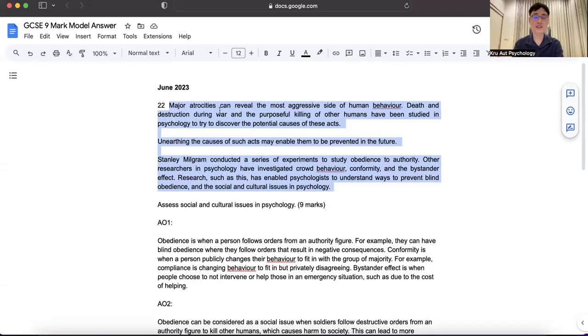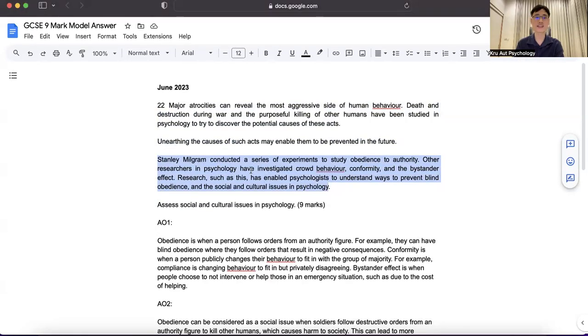So: major atrocities can reveal the most aggressive side of human behavior. Death and destruction during war and the purposeful killing of other humans have been studied in psychology to try to discover the potential causes of these acts. Unearthing the causes of such acts may enable them to be prevented in the future. This is the scenario they gave us, the main bit that links to war, links to killing, links to aggression.